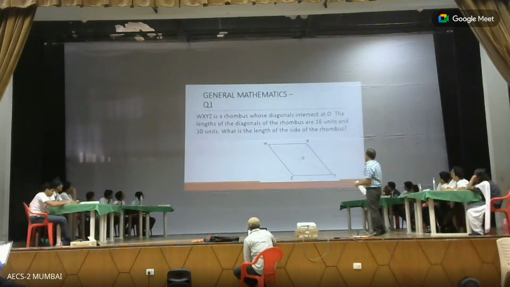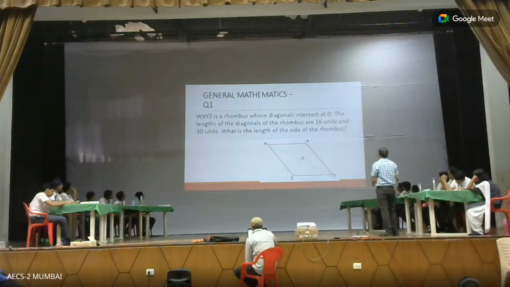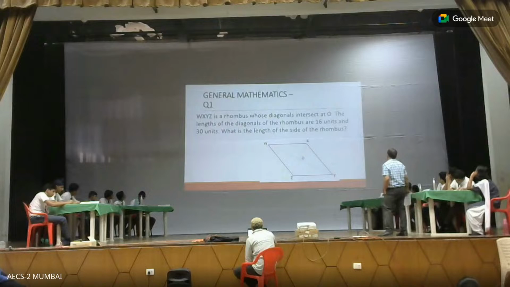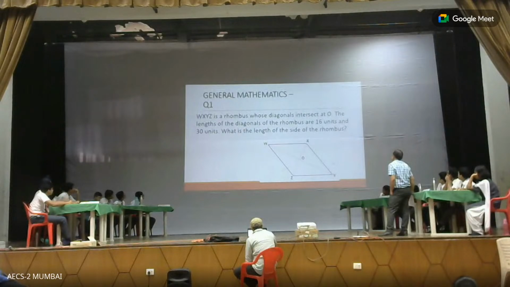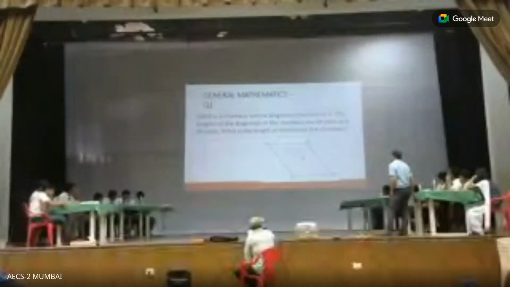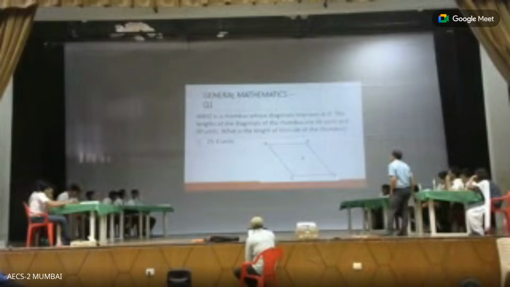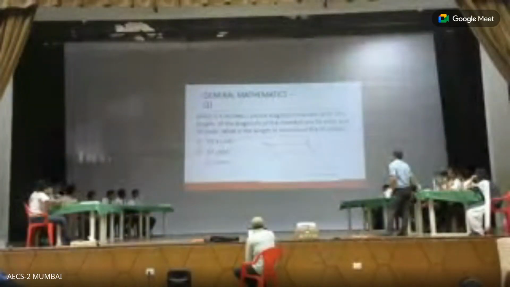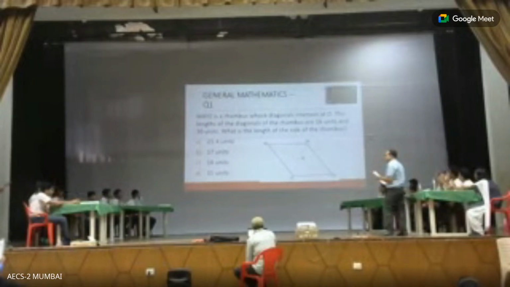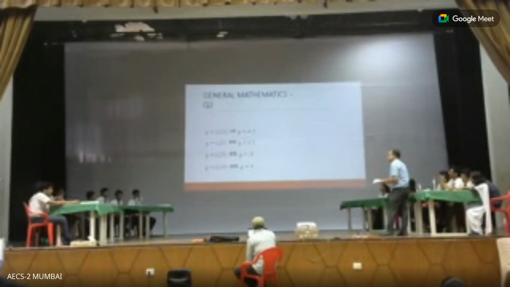WXYZ is a rhombus whose diagonals intersect at O. The lengths of the diagonals of the rhombus are 16 units and 30 units. What is the side of the rhombus? 17 units is the correct answer. Perfect answer, plus 10 to Bhaskaracharya. And they are really so quick.